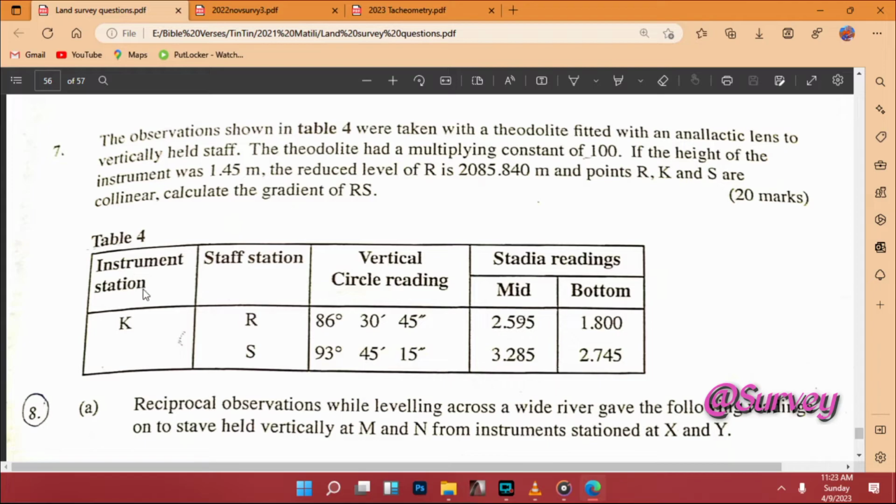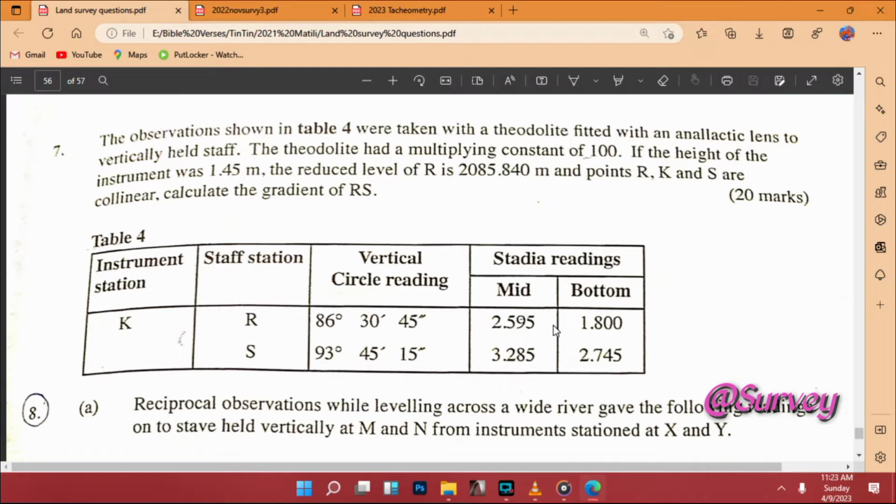So here we have instrument station K. From instrument station K, the staff stations R and S are here. Then we have a vertical circle reading of 86 degrees, 30 minutes and 45 seconds. Then from K to S, we have 83 degrees, 45 minutes, 15 seconds. Then we have a stadia reading.